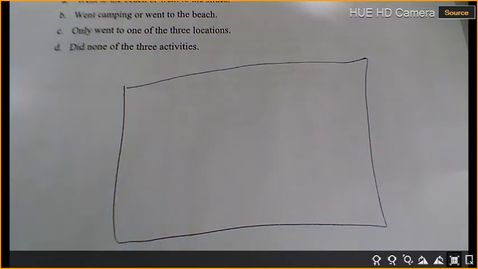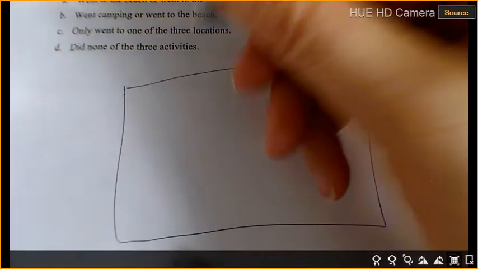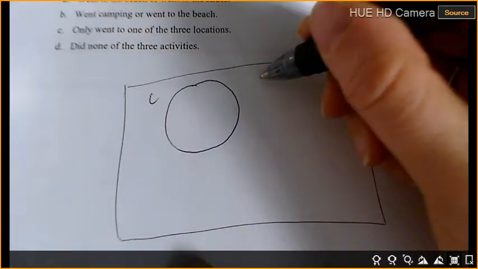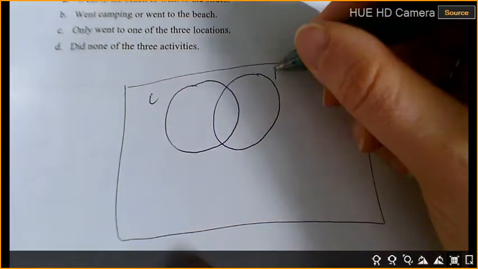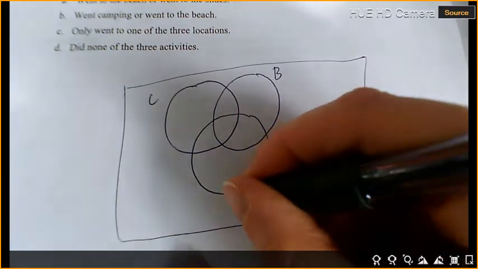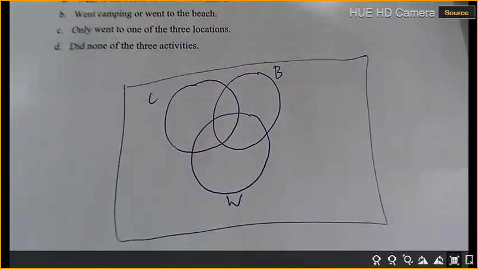Visit the beach, camping, and water slides. So I've got camping, go to the beach, and water slides. So far, so good? Because we've got three things.